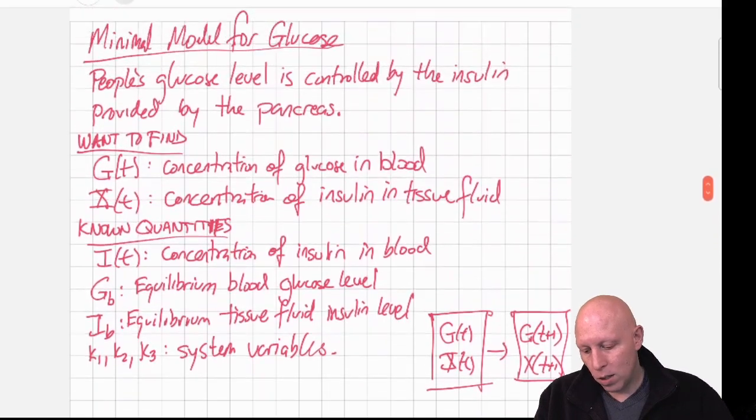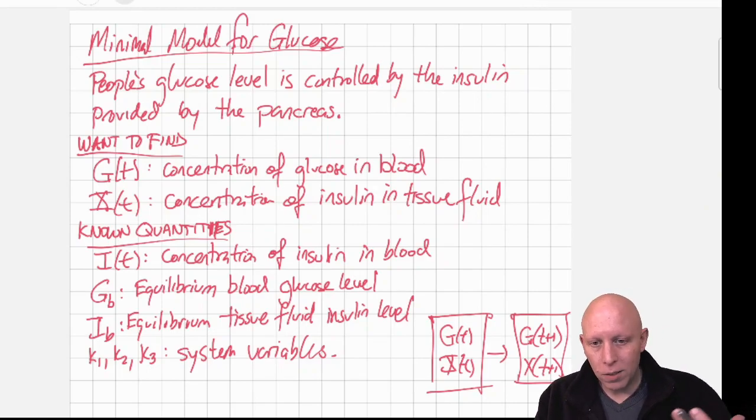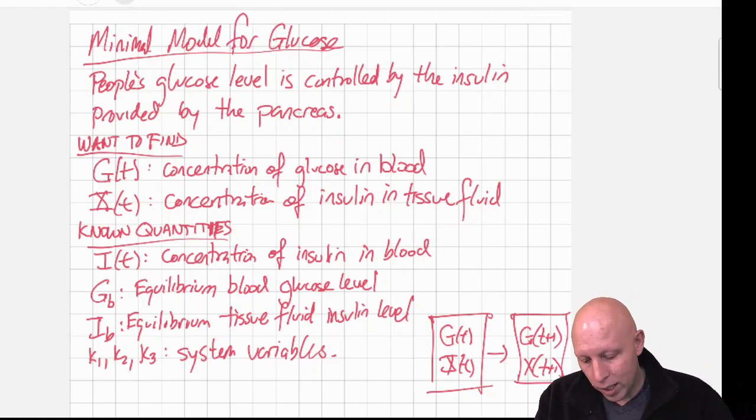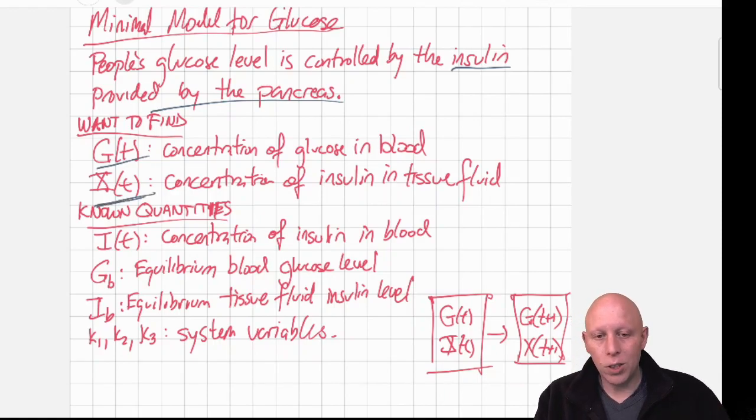And the last one I want to talk about is the minimal model for glucose. Your blood sugar level, or your glucose level in your body, is controlled by the insulin that's provided by the pancreas. So what we might want to know is how much glucose you have in your blood and how much insulin you have in the tissue fluid, because that's where the interaction happens between those two levels.